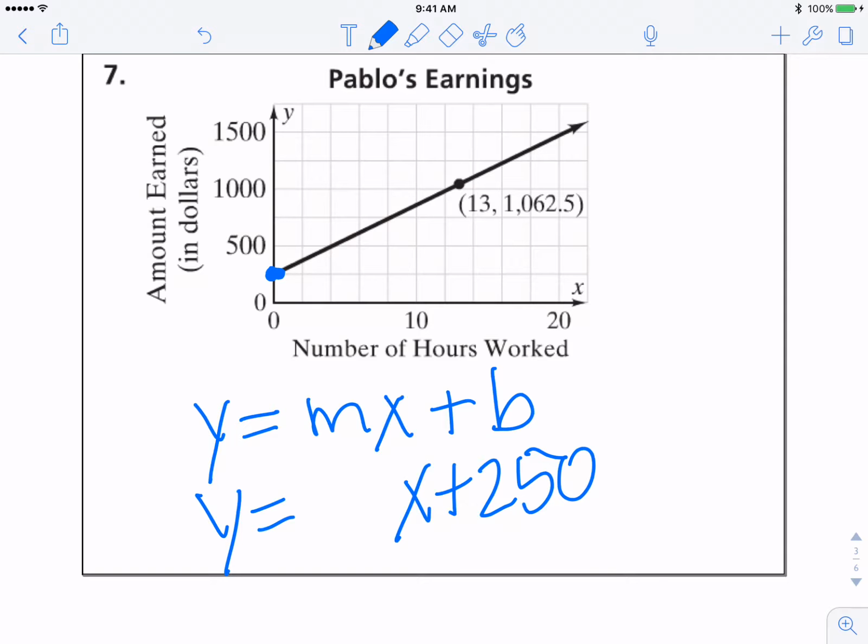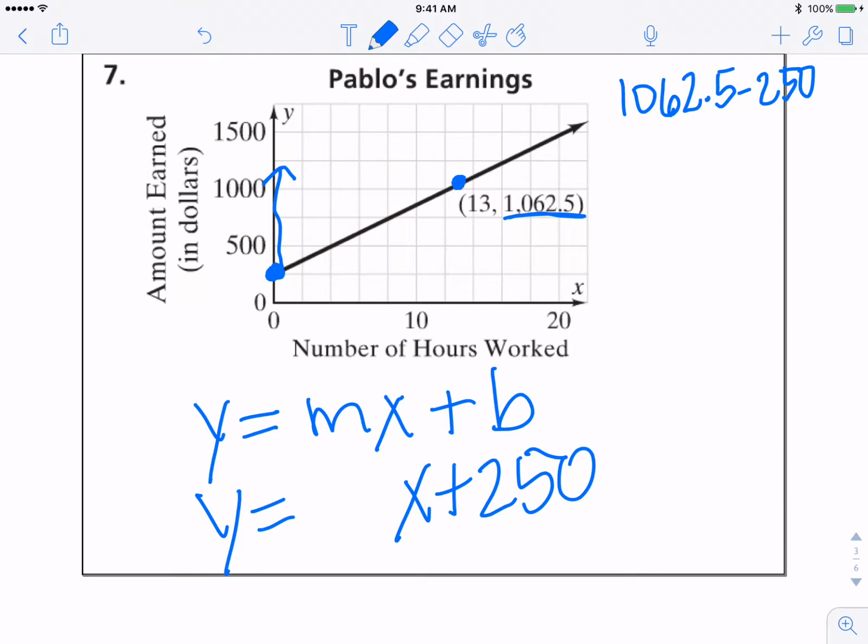Then I need to find the rise over run for the slope. They give us another point right here, so we're going to find the rise over run between that point and this one down here. We need to figure out how much we need to rise. I'm going from 250 down here to 1,062.5. So in your calculator, you would be doing 1,062.5 minus 250 to find that change in your y's, to find your rise.